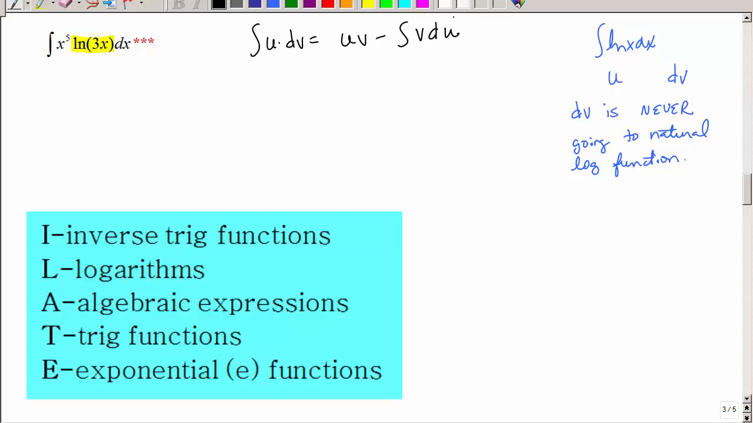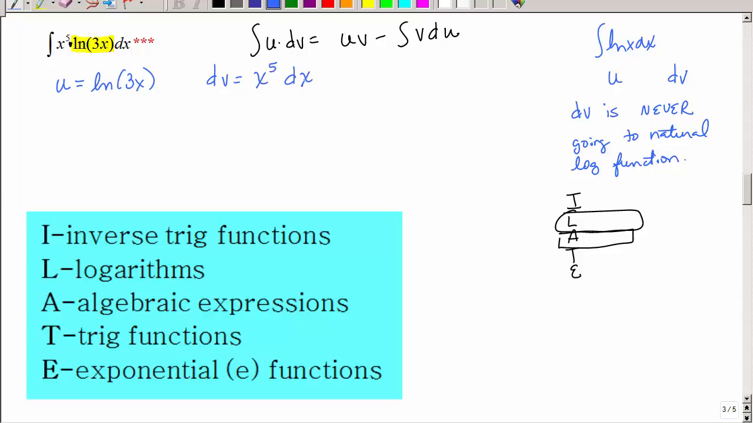du. So hopefully you can see that we have x to the 5th multiplied by a logarithm. So if I use that mnemonic, ILATE, L comes before A. Remember, A is algebraic, which would be x to the 5th, L logarithm. So this time I'm going to let u equal the natural log of 3x, and so that means everything else is dv. So that would be x to the 5th dx. Please put that on your paper.